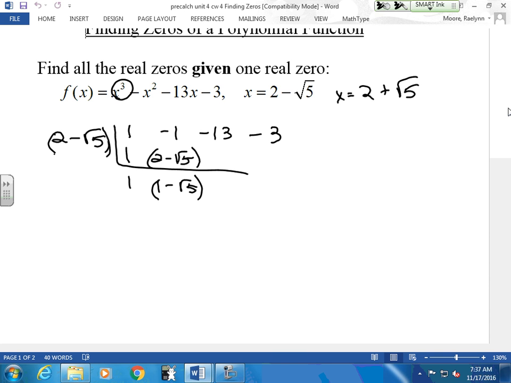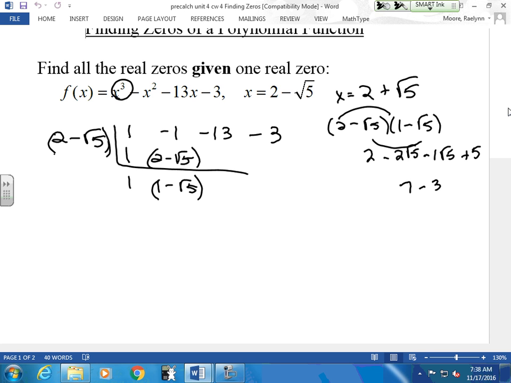It's not pretty. So now we have to multiply again, don't we? And move to the right. So we have to multiply 2 minus radical 5 times 1 minus radical 5. So this gives us 2 minus 2 radical 5 minus 1 radical 5. And what's the last thing we get? Plus 5. So we combine our like terms, and we get 7 minus 3 radical 5. Okay, don't panic.